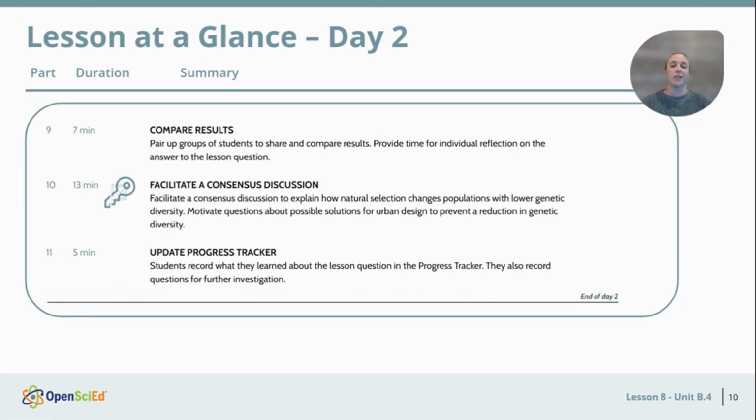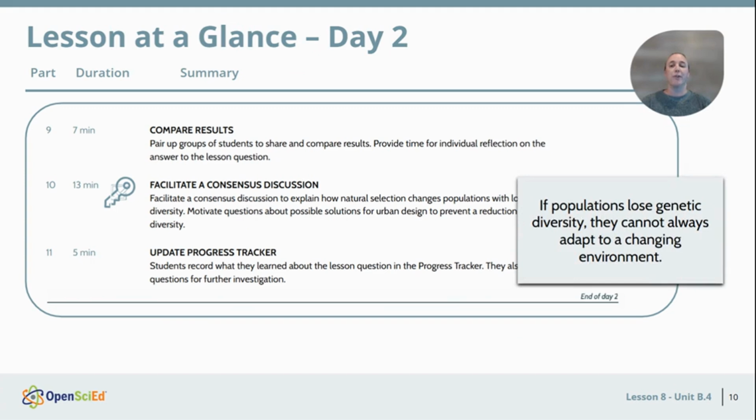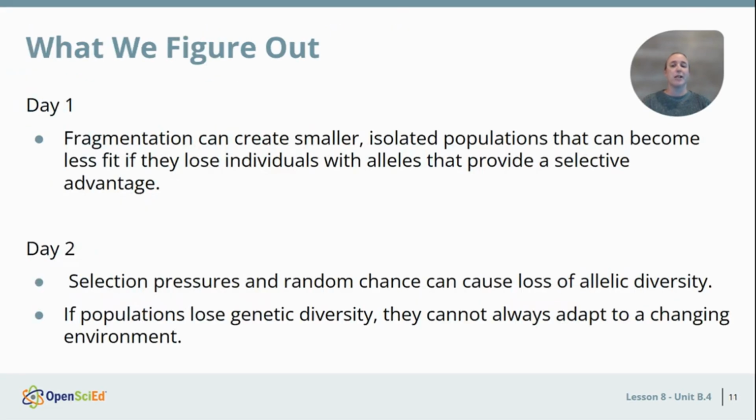The final chunk of the lesson occurs on day 2. In this sense-making loop, we compare and discuss our findings from the fragmentation investigation. Students figure out that if a population loses genetic diversity, they cannot always adapt to a changing environment. At the end of the lesson, we begin to wonder how we can connect this information to areas that are experiencing urbanization.